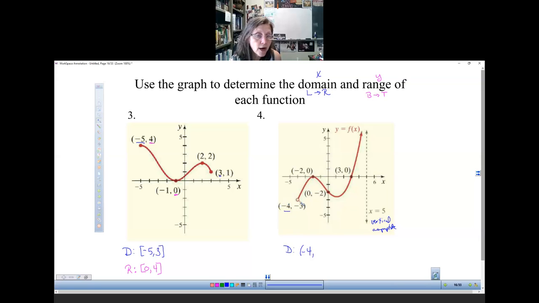And I follow my graph, follow my graph, follow my graph. It does go to infinity, but not on the x-axis. It gets super close to the x value of, and I love the way somebody said it, something less than 5. Yep, you got it. And how do I write less than 5? I write 5 with a round bracket.